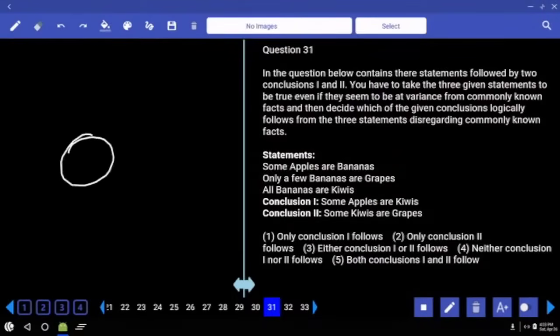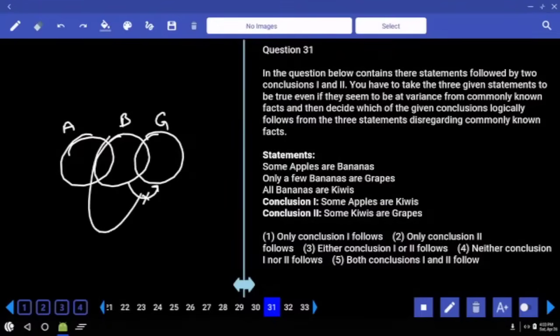Some apples are bananas, apple and a banana. And next one, only a few bananas are grapes. Some of the bananas are grapes, but not all. And all bananas are kiwis. This entire banana is a part of what? Kiwi. Then first one, some apples are kiwis. True or false? Definitely. Some kiwis are grapes. True or false? Definitely. Then what is your answer? Both 1 and 2, choice for question number 31.